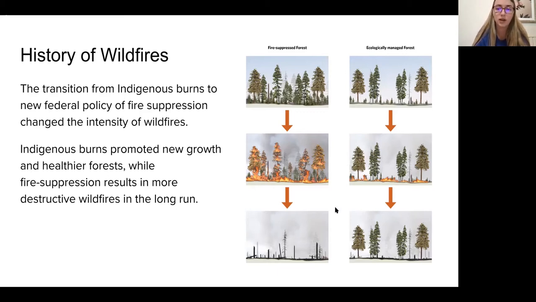So we can see just in these two illustrations how a fire-suppressed forest does not lead to a very healthy forest in the long run in comparison to an ecologically managed forest. In the last couple of years, within the last decade, California has switched to more of these ecologically managed forest policies in an effort to try and reduce the mega wildfires that we see every fire season on the West Coast.